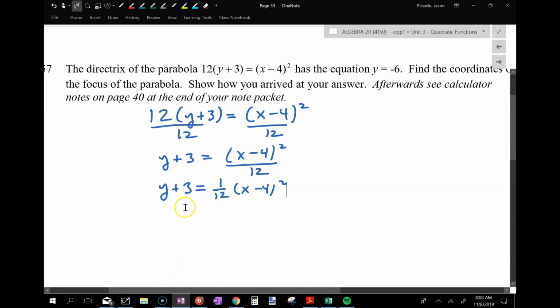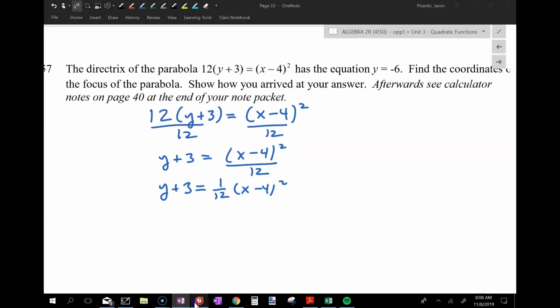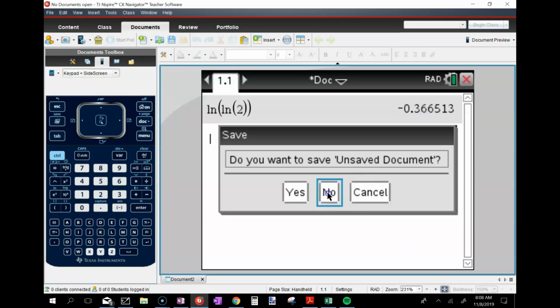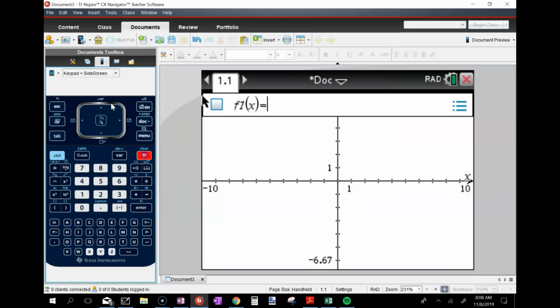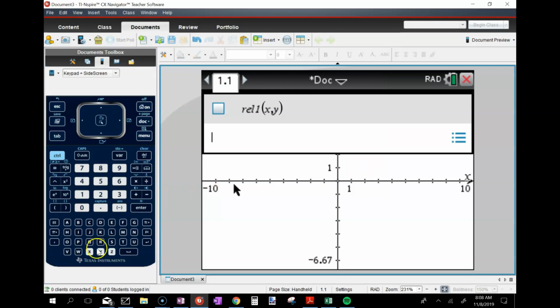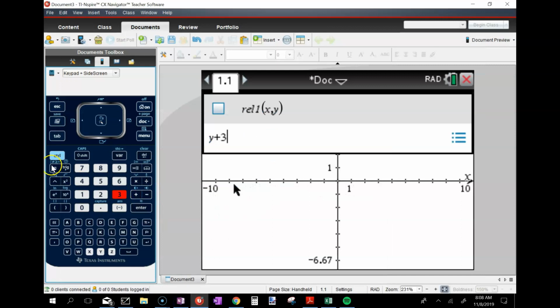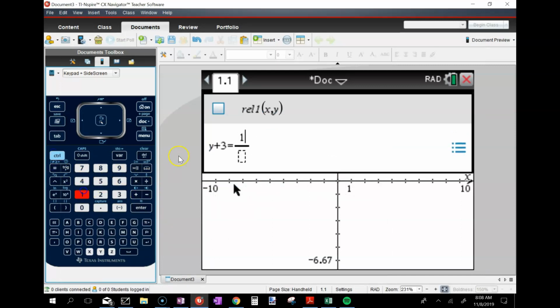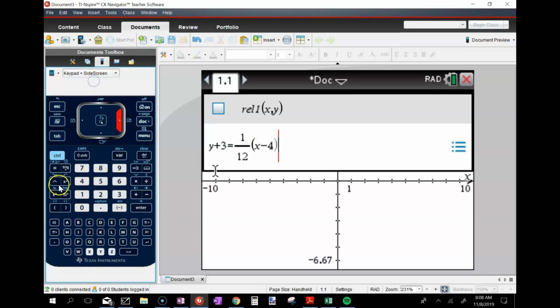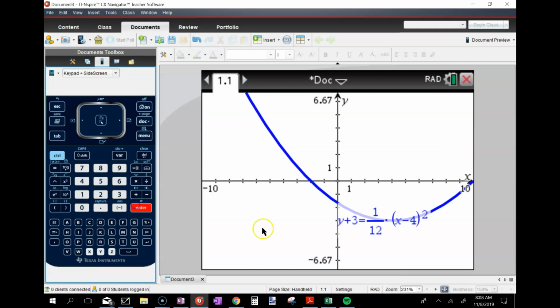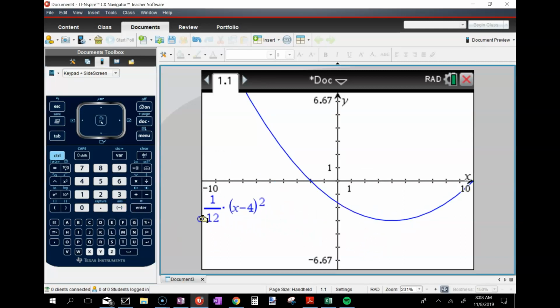Yeah. Well, I'm going to show you something about this particular parabola. If I put this into my calculator, and I do so as a relation, I have y plus 3 equals 1/12 of x minus 4 squared. All right, there's my parabola.